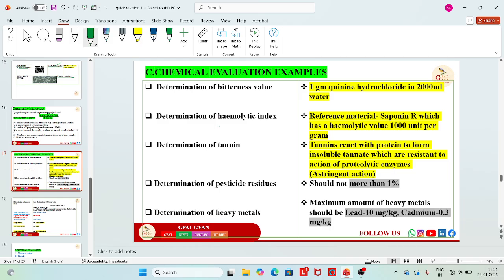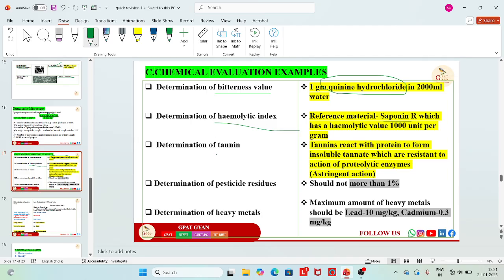Next is the chemical evaluation. Our microscopic and morphological evaluation is completed, and the chemical evaluation contains the bitterness value, where the standard is quinine hydrochloride, and with this standard of 1 gram of quinine hydrochloride the bitterness value of the drug is determined. For the hemolytic index, the reference material is saponin.